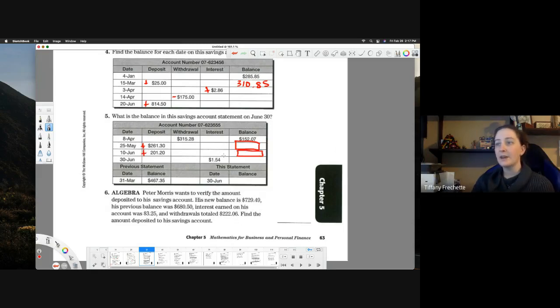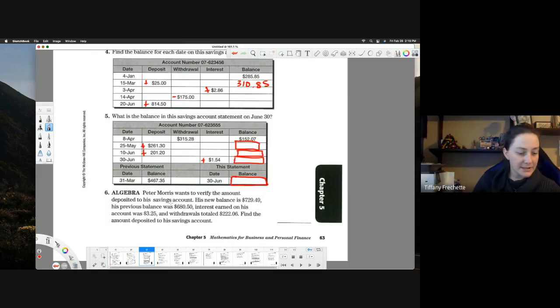So make sure you're adding the deposit to the last known balance. So we're not going to keep adding to 152. That's going to change when we add 261 to it. And that's going to change again when we add 201 to it. Interest, that's another positive there. So we would add that and put that in here. And then that account, whatever that balance is there, is also going to be this balance here. Because this is June 30th, they want you to rewrite it here. What is the statement balance as of the 30th?